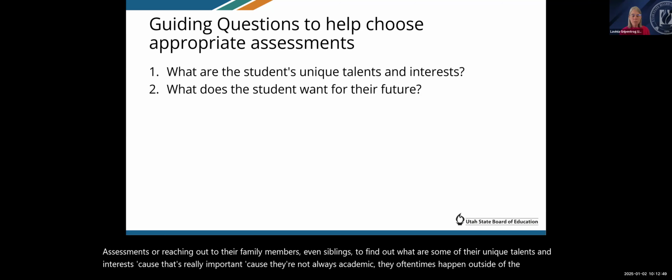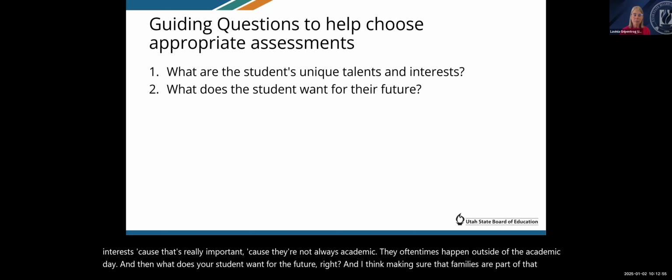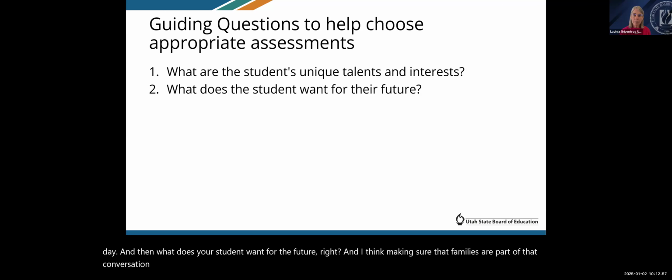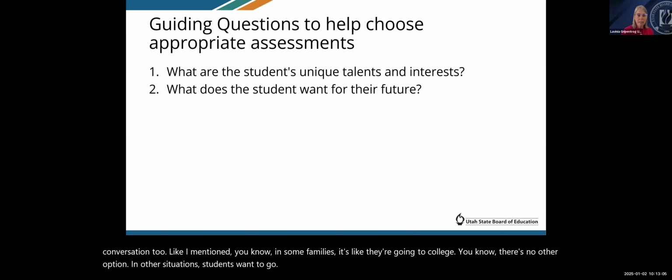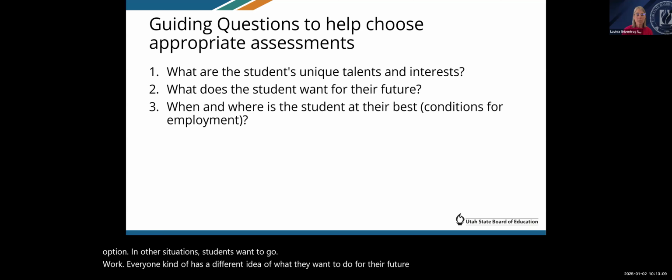And then, what does your student want for the future, right? I think making sure that families are part of that conversation too. Like I mentioned, in some families, it's like they're going to college, there's no other option. And in other situations, students want to go straight to work. Everyone has a different idea of what they want to do for their future. So we want to answer that question.